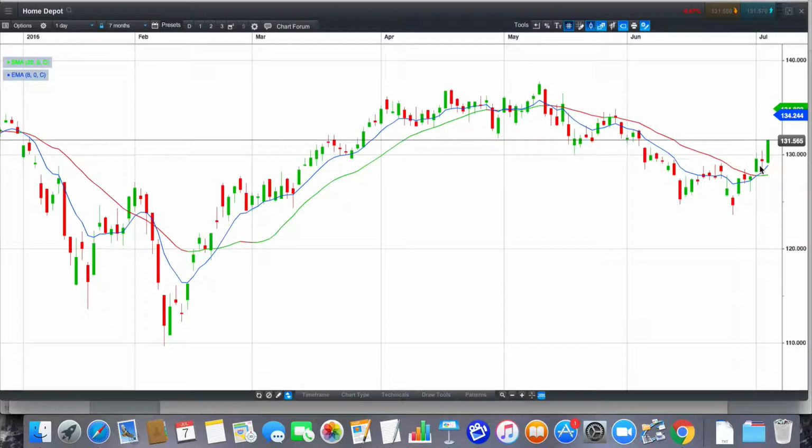If you don't have a large account, you can use options like this and dip your toe in the water and start to do very well.